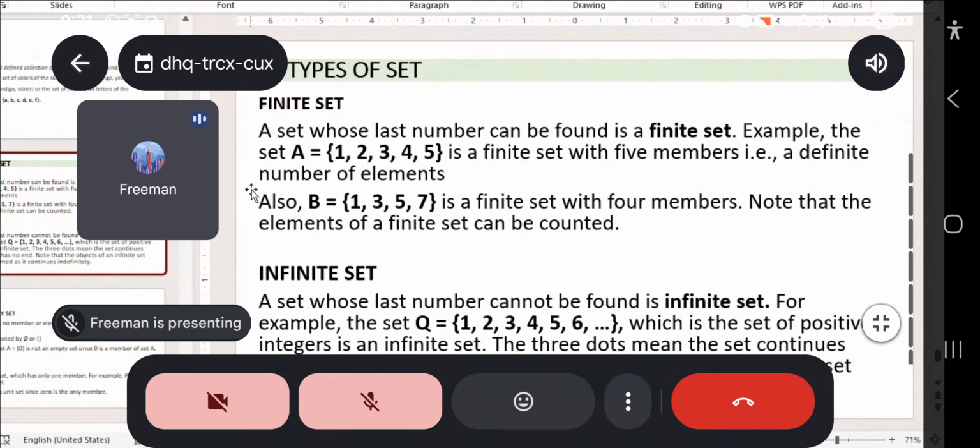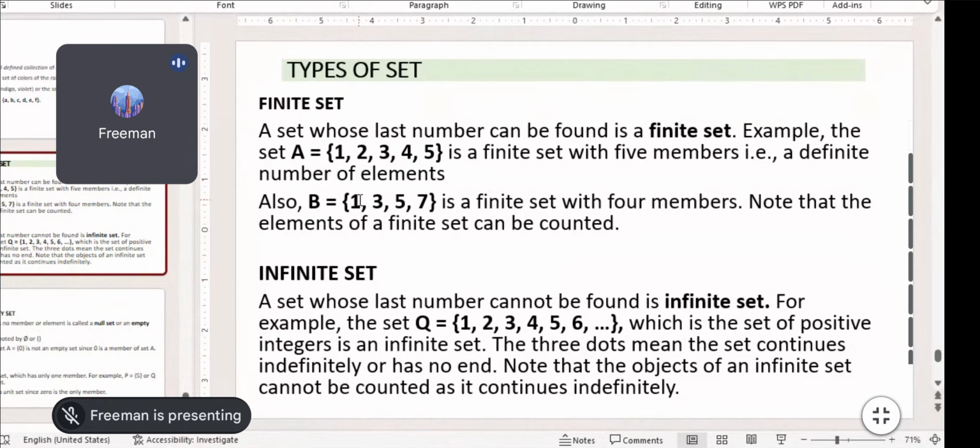We have a set of numbers here, B. Set B is a set of 1, 3, 5, 7. These are odd numbers less than 9. So once you can count the elements of the set, once you can determine the last element of the set, it is said to be finite. And the opposite is infinite. If you cannot determine the last element, it's an infinite set.